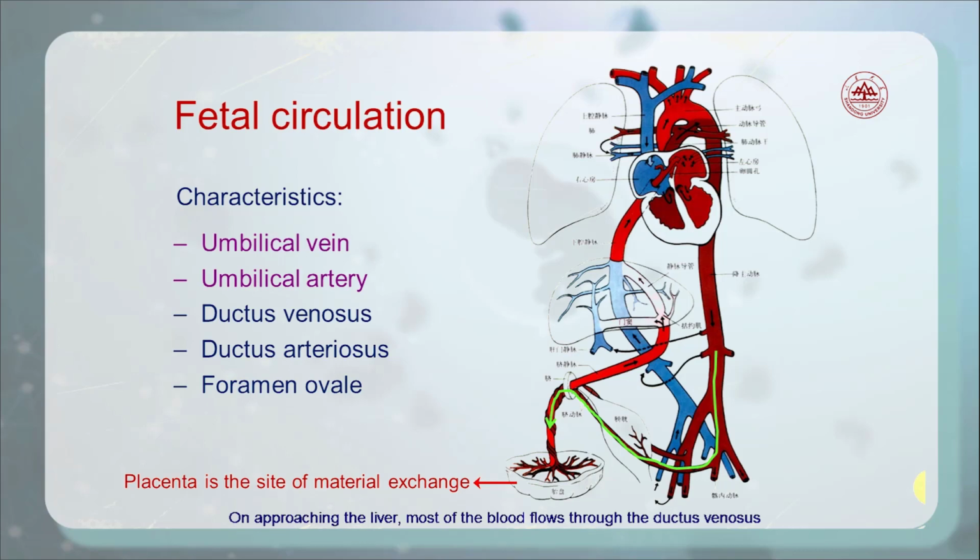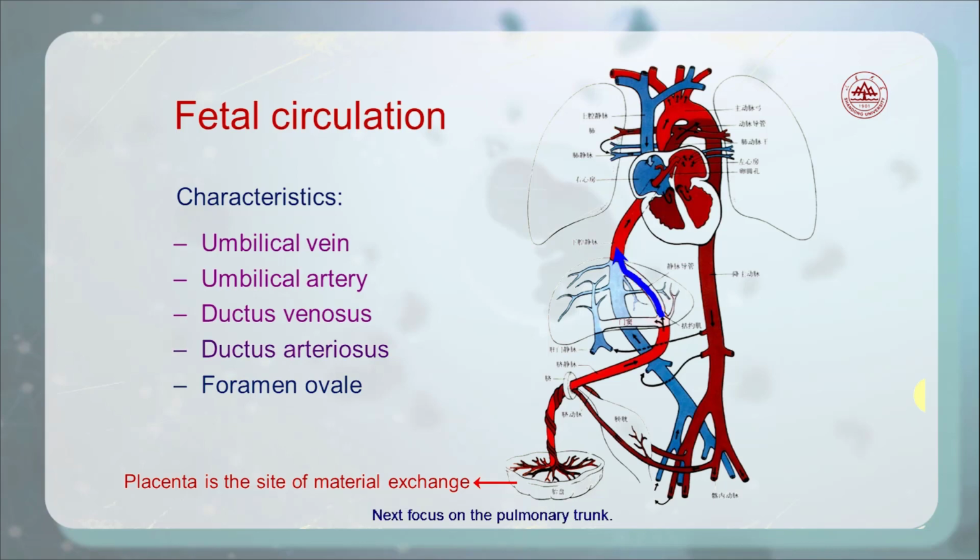On approaching the liver, most of the blood flows through the ductus venosus directly into the inferior vena cava, bypassing the liver. The shortcut bypassing the liver is the ductus venosus. Ductus venosus lies between umbilical vein and inferior vena cava.